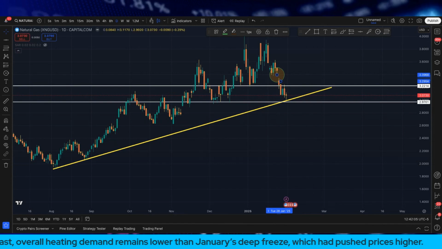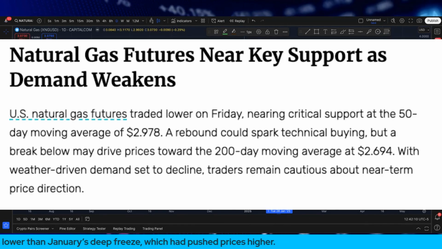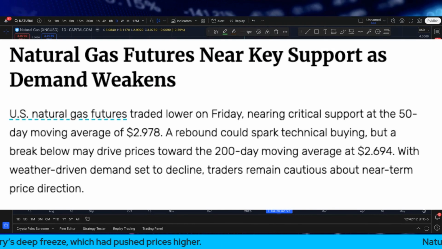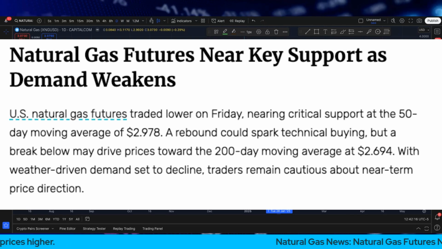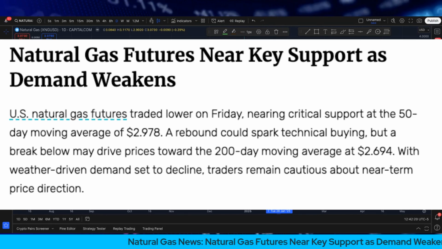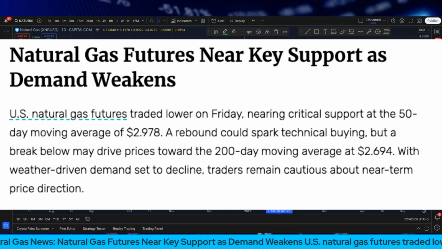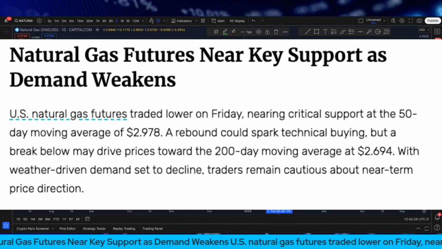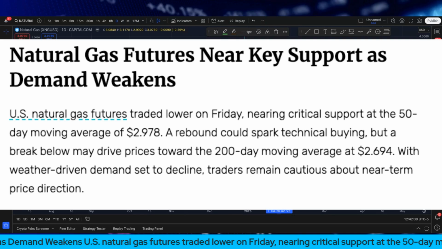Before we do that, let's take a look at some of the key news out there. Natural gas futures near key support, and we are now there. It definitely traded lower on Friday. A rebound could spark technical buying, but a break below may drive prices towards the 200-day moving average, which is sitting down at about 2.694. And we'll take a look at that in a minute.